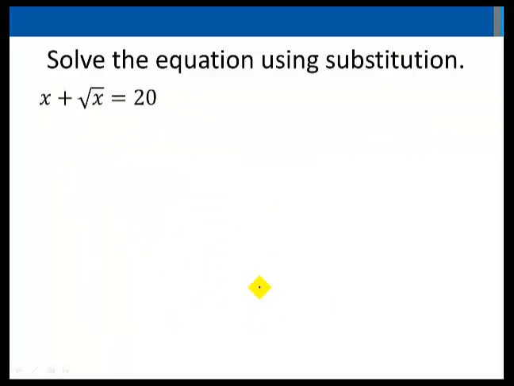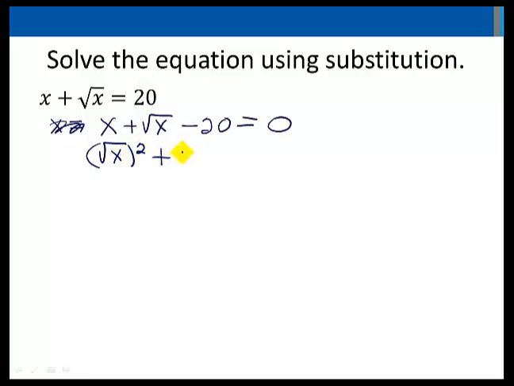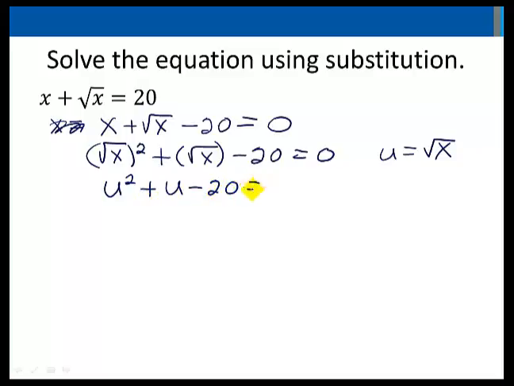The next problem is x plus square root of x equals 20. As you notice, we have a 20 on the right hand side where I would prefer to have a 0. So I'm going to start by subtracting 20 from each side, and then looking at x as being the square root of x squared, plus the square root of x minus 20 equals 0. Here I will let u equal the square root of x and rewrite my equation as u squared plus u minus 20 equals 0. This factors into u plus 5 times u minus 4 equals 0.